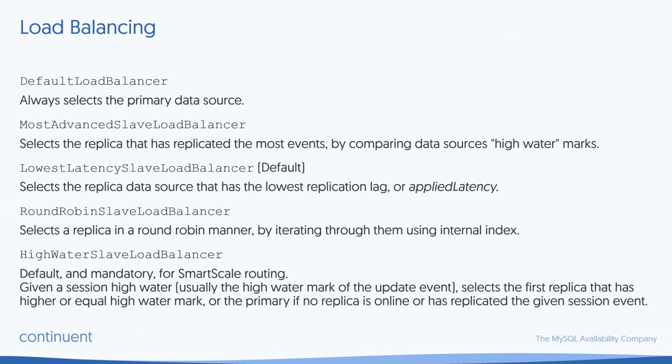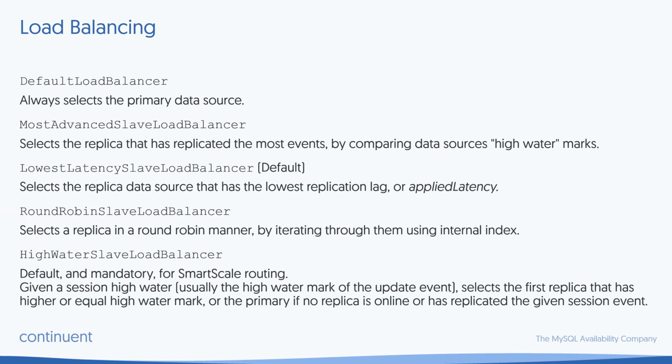So first we have the default load balancer. This will always route to the primary data source. Then we have most advanced slave. This will look at the node's replication state and the high watermarks and will select a replica that is most up to date. Lowest latency is the default, and as mentioned on the previous slide, this is where the control of ensuring we route to a connector with the lowest latency or replication lag is used. And then round robin, as the name suggests, just loops around all the nodes in a round robin manner. Finally, we have high water slave load balancer, which is the default if you're using SmartScale, and is also mandatory for this routing method.